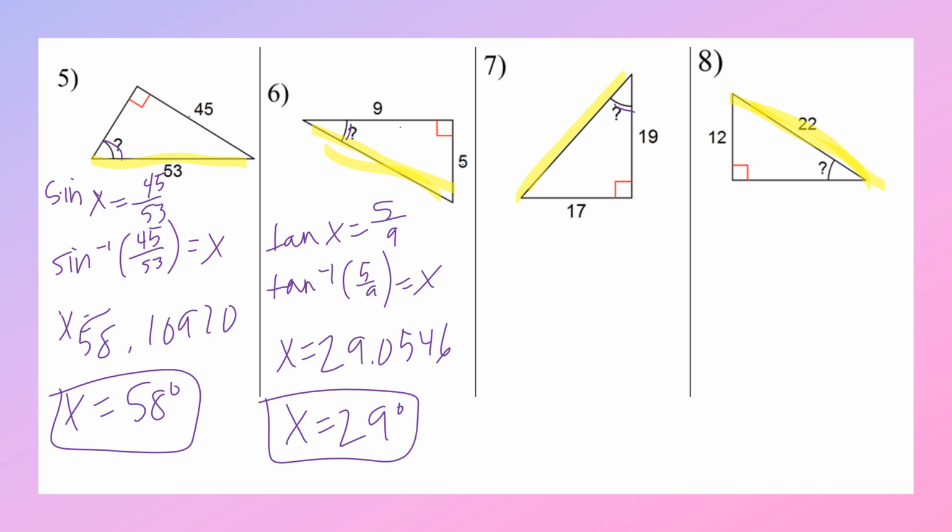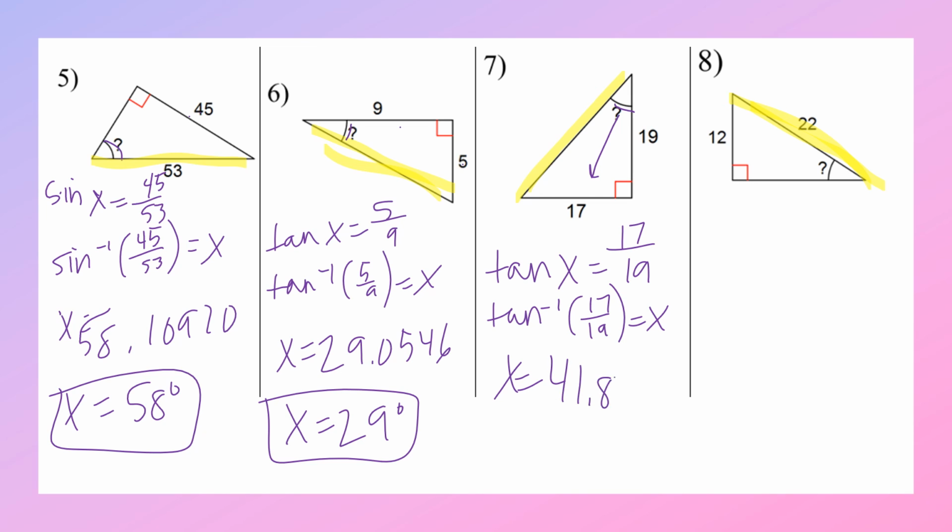For number 7, we have the opposite and the adjacent, so this is tangent again. Tangent of x is 17 over 19, opposite over adjacent. We're going to do the inverse, so tangent of -1 times 17 over 19 is my angle, and I get x equals 41.82016. Because this is an 8 here, this rounds 41.8 up to 42 degrees.